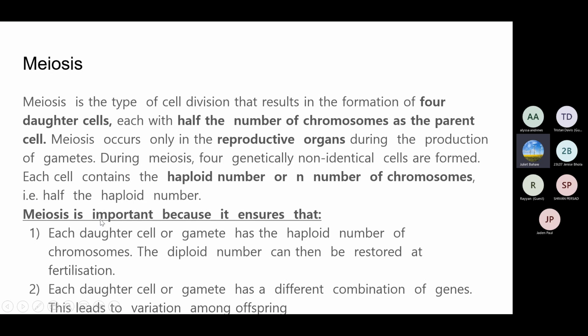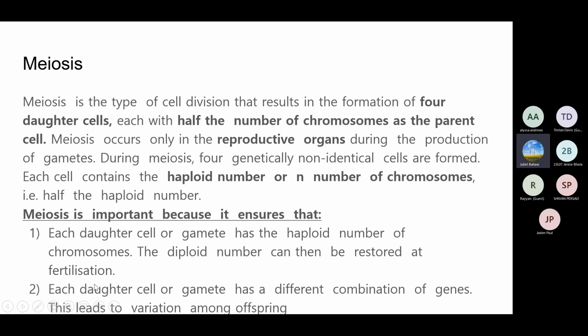So why is meiosis important? Each daughter cell or gamete has a haploid number of chromosomes. So that's important where you have sperm cell have half, egg cell have half, so that when they fuse, when they fertilize, you're going to have a diploid number that can be restored. So when the egg and the sperm fuse together, you get that 23 and 23, 46 chromosomes. And that is the start of the development of an organism.